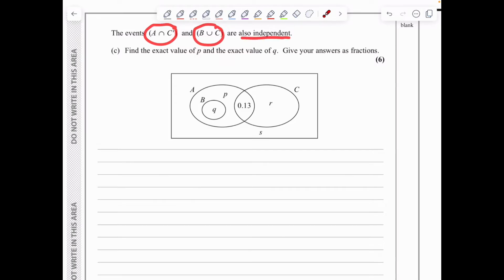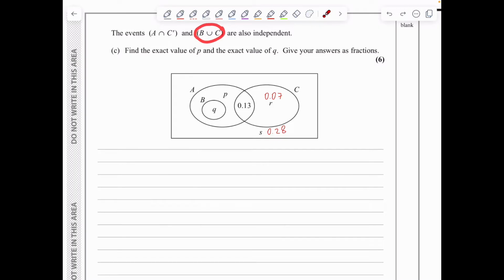We are then told that the events A intersection C dash and B union C are also independent, and we need to determine the value of P and the value of Q, giving our answers as fractions. Well, let's start by writing on our Venn diagram what we have already found from part B. R is 0.07 and S is 0.28.